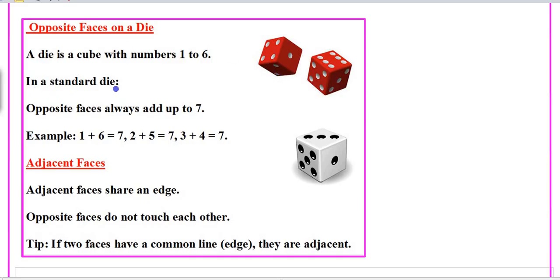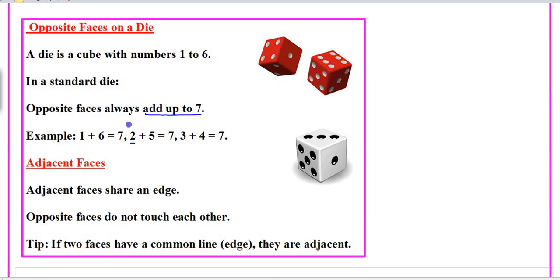In a standard die, and this is very important, the opposite faces always add up to 7. That means the sum of two opposite faces is equal to 7. For example, if one side is 1, the other side will be 6, so the sum is 7. If one side is 2, the sum must be 7.